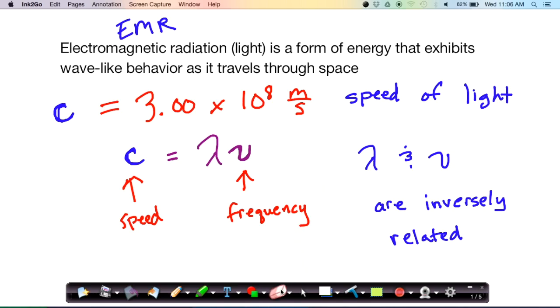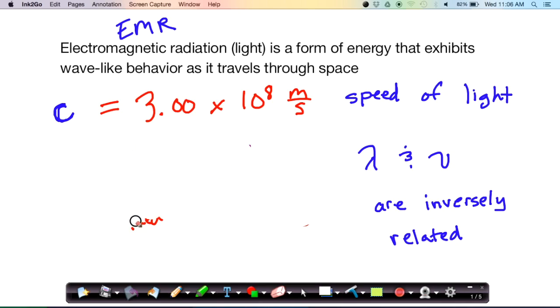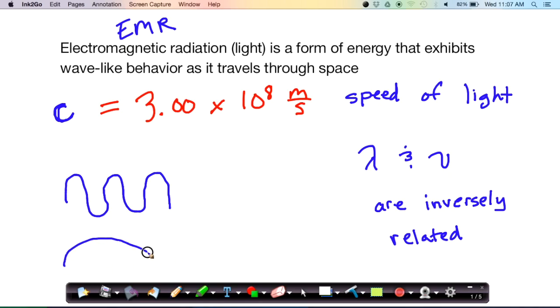So what we end up finding on a graph of a wave, if we look at the sine curve like we did earlier, for a wave that has high frequency, it has a very short wavelength. So the distance between the successive wave crests would be short. But for a wave that has a low frequency, it would have a much longer wavelength because lambda and nu are inversely proportional. So that's a little quick overview of the properties of waves.